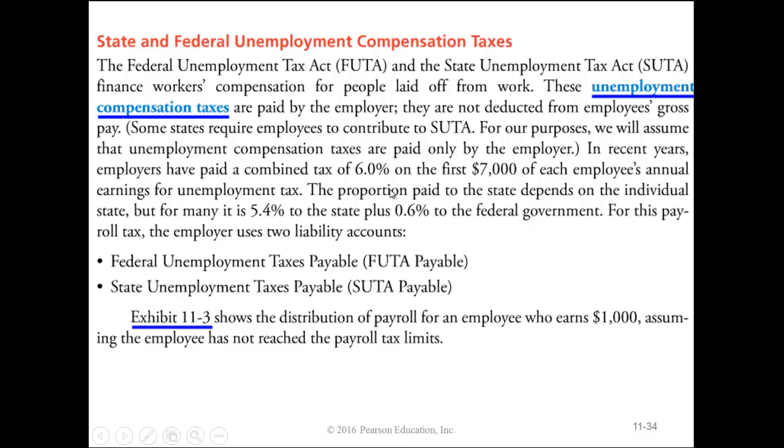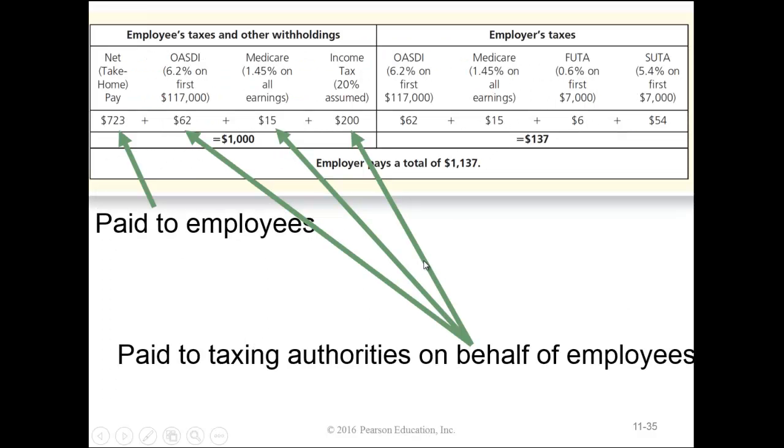The proportion paid to the state depends on the individual, but for many it is 5.4% to the state plus 0.6% to the federal government. Okay, and that can kind of change. The dollar amount and the rates and stuff like that can change from time to time. They've been pretty stable for a while though. And so this is the actual total cost of $1,000 of an employee.